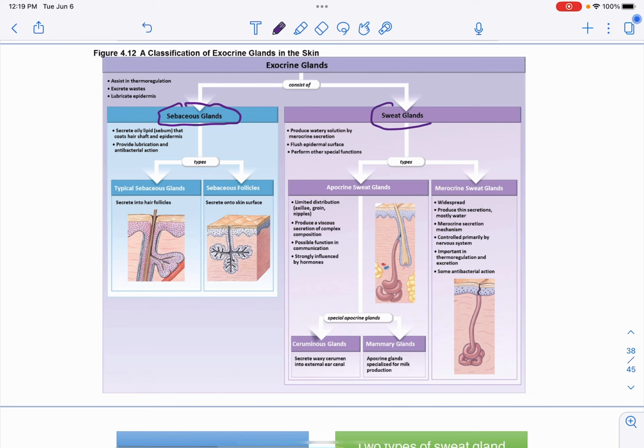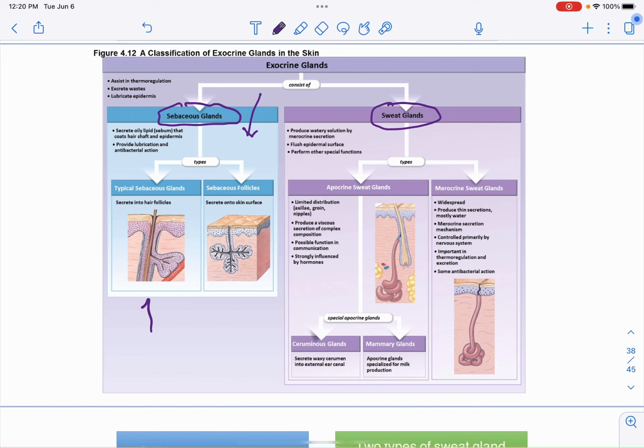And then there are sweat glands. So let's work on this side first, and then we'll move to the second. And then I have a summary slide after this to summarize everything I just went over. So we talked about what sebaceous glands do.